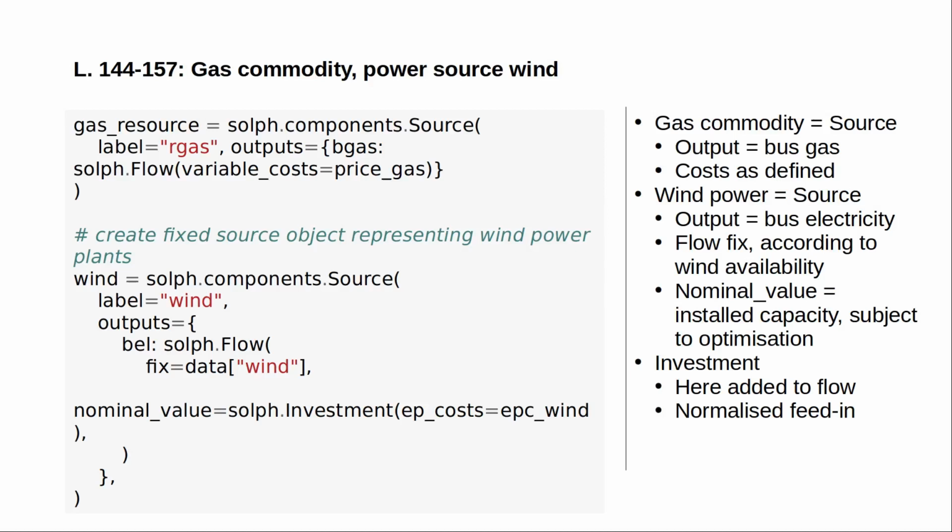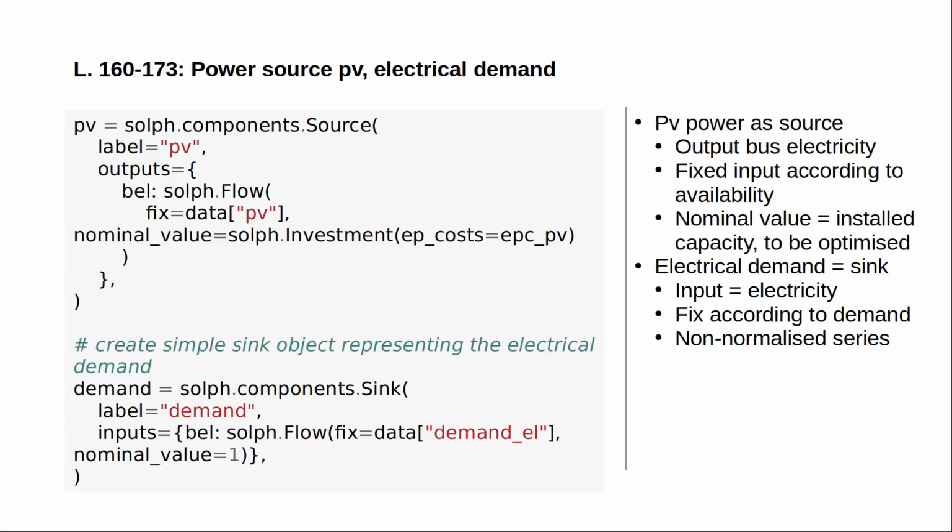Thus, we are calling the investment function, and we are feeding it with the information on the costs. In this case, it's what we defined with the EPC underscore wind. So basically, it says, tell me how many kilowatt of wind I have to install. Whatever I install is then producing, let's say, 10 kilowatt times the nominal value in this time step. The power source PV is also basically designated in the same pattern.